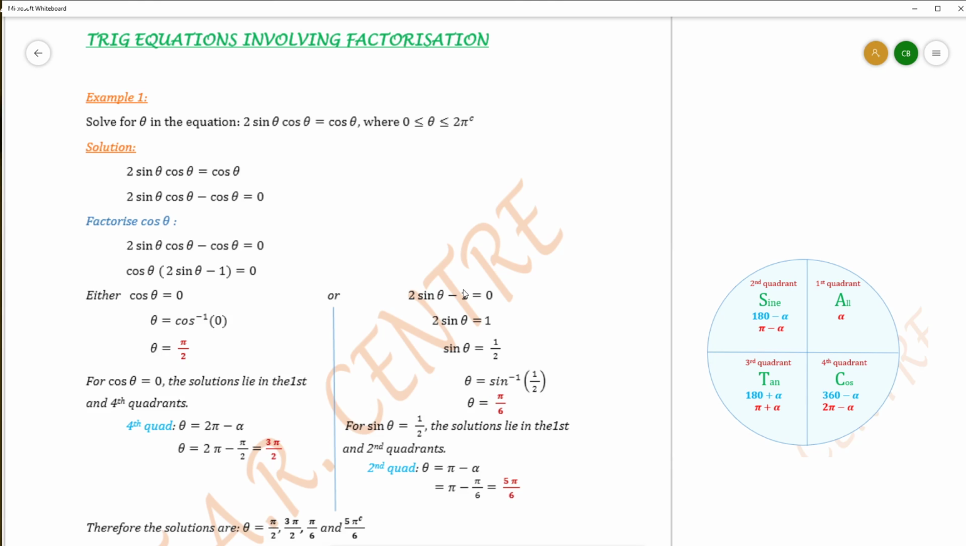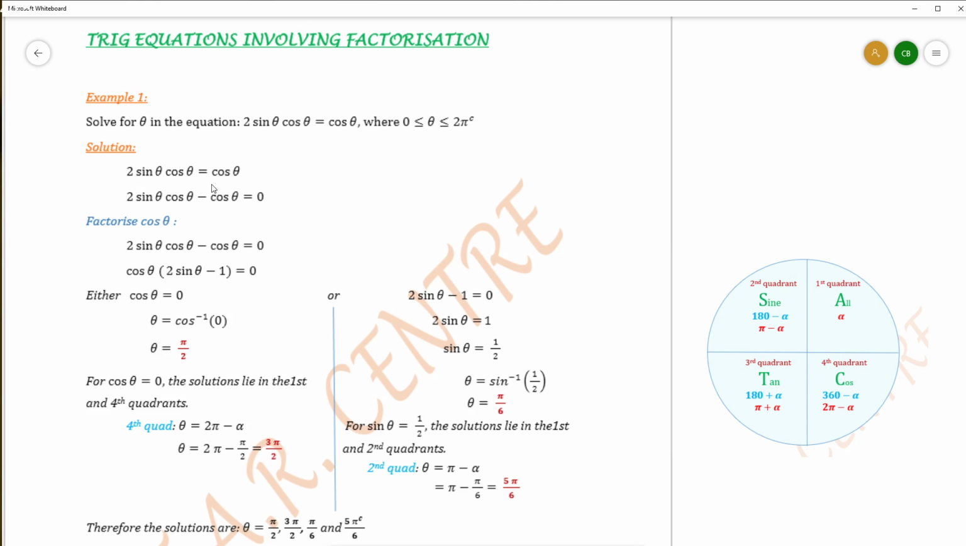So our example: solve for theta in the equation 2 sine theta cos theta equal cos theta. Notice there's no sign in between such as add or subtract here, so it's understood as multiplication. So this is 2 sine theta multiplied by cos theta equal cos theta. And at the end we have this part of it, which is very important, where theta is between 0 and 2 pi radians. This is telling us that when we solve, our answer is expected to be in radians.